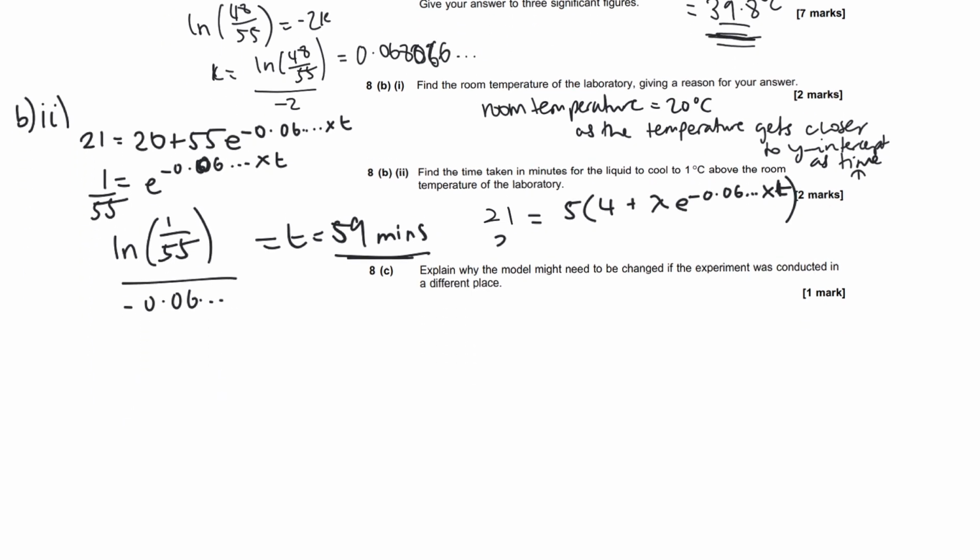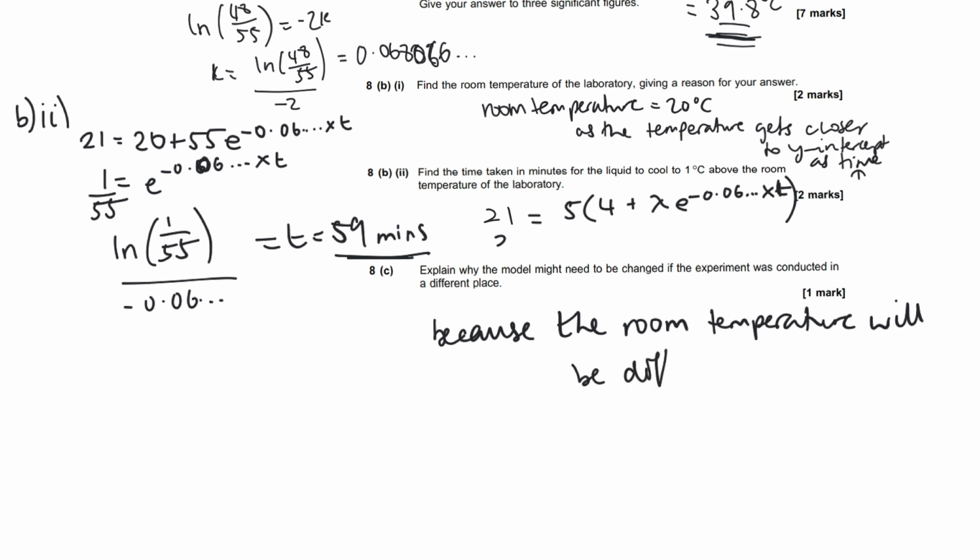And then lastly, last question, by the way, guys, it says explain why the model might need to be changed if the experiment was conducted in a different place. So purely because different places are going to have different room temperatures, and so the room temperature will be different. And that is the end of exponentials and logarithms, AQA A level.